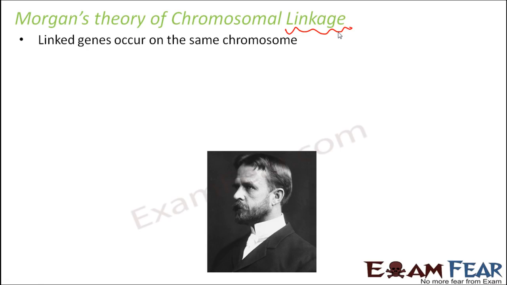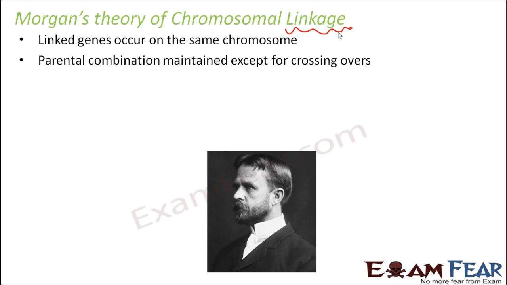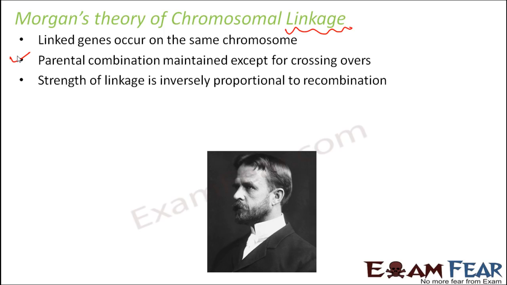As per this theory, linked genes occur on the same chromosome. There are genes on the same chromosome which have some physical linkage with each other, and that allows them to get inherited together and makes recombinations fewer. Parental combinations are maintained except for crossing overs. Most of the time, the offspring prefer to be like the parents, but since crossing over takes place, recombinations are introduced. The recombination or crossing over happens because of incomplete linkage.